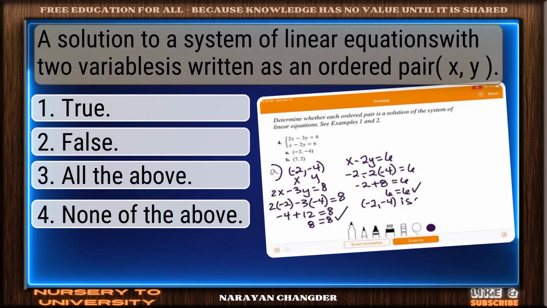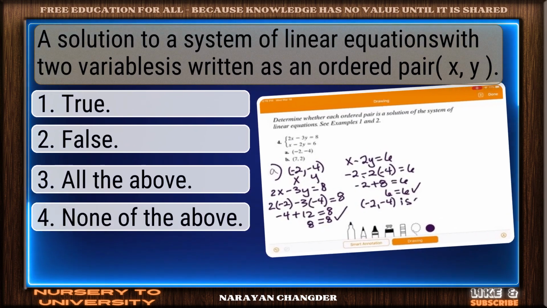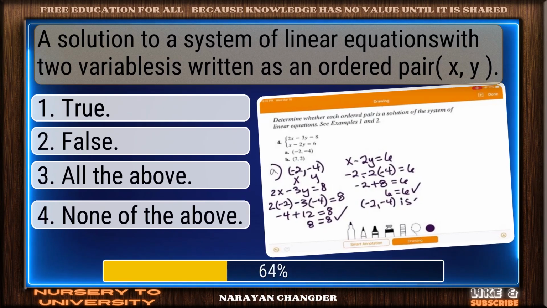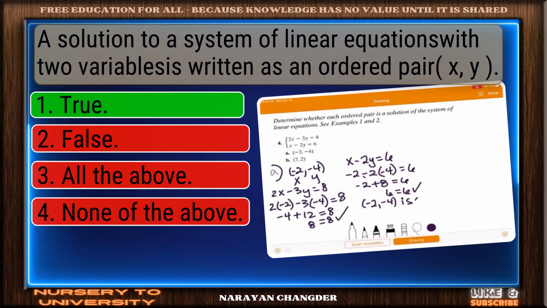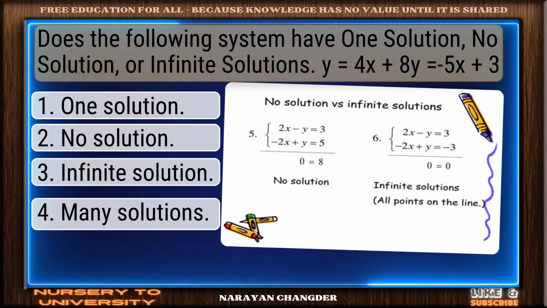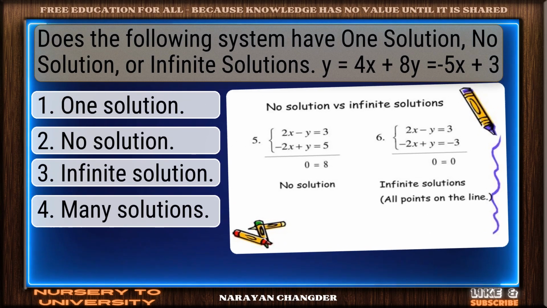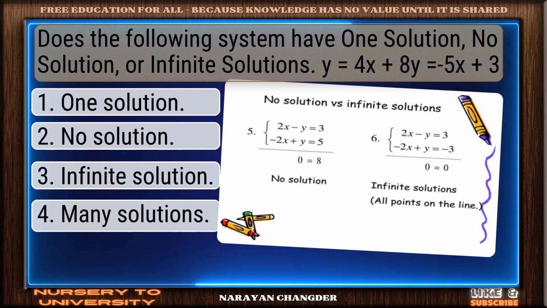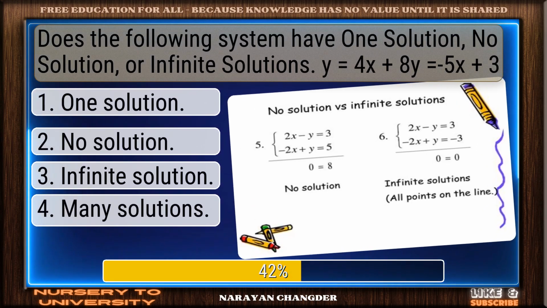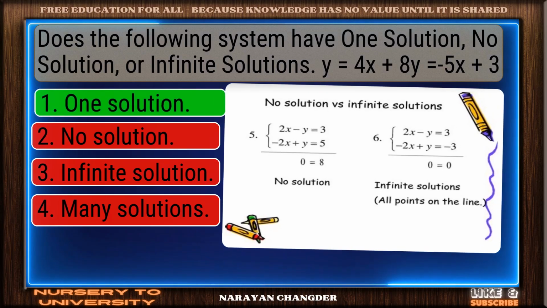A solution to a system of linear equations with two variables is written as an ordered pair. Strong choice. True is right. Does the following system have one solution, no solution, or infinite solutions? y equal to 4x plus a equal to 5x plus 3. Bravo. One solution is the answer.